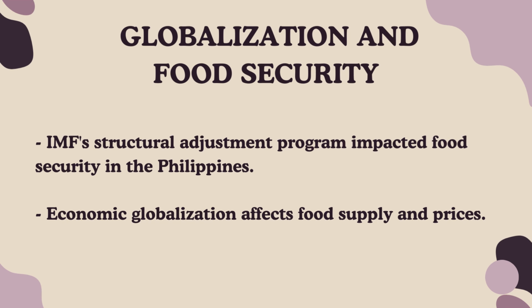Impact on food security. Economic globalization can weaken agricultural production, as seen in the Philippines, where government spending on agriculture decreased due to IMF and World Bank structural adjustment programs. Trade liberalization led to the influx of cheap imports, affecting local farmers and creating dependence on imports despite potential self-sufficiency.